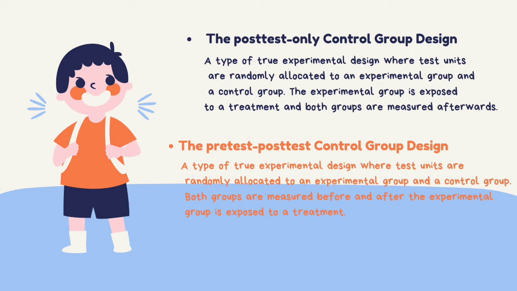And then, what is the pre-test post-test control group design? The pre-test post-test control group design is a type of true experimental design where test units are randomly allocated to an experimental group and a control group. Both groups are measured before and after the experimental group is exposed to a treatment.